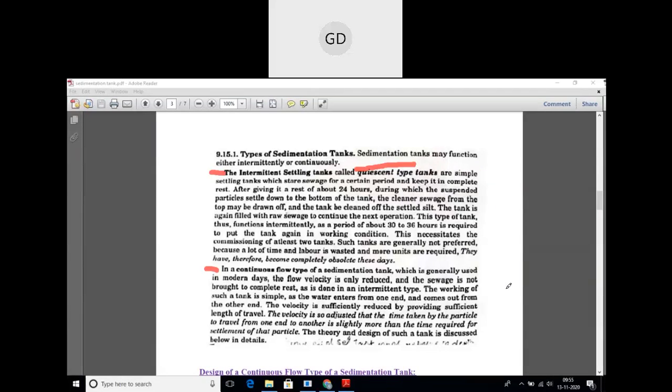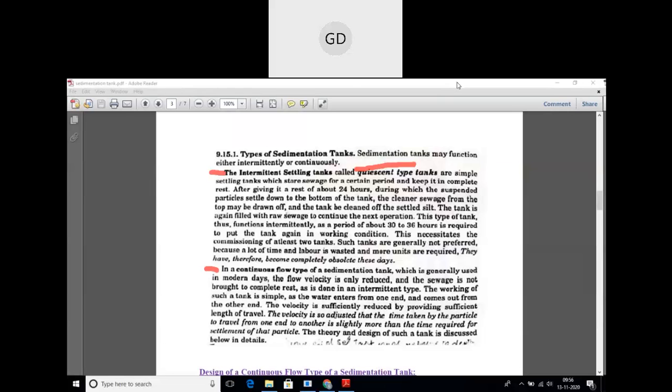The working of such a tank is very simple: the water enters from one end and comes out from the other end. So the water goes through the tank from one end and comes out through the other end. The velocity is sufficiently reduced by providing sufficient length of travel. So the velocity of the flow is reduced by providing sufficient length of travel, that means the length is increased. This type is known as the continuous type. So you have understood the difference between the intermittent and the continuous flow type of sedimentation tank.